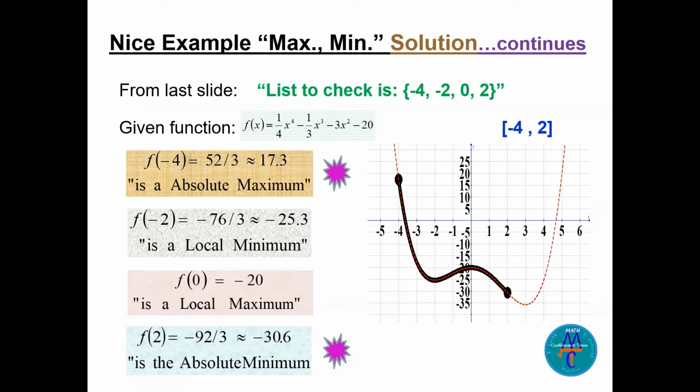We have a local max here. f of 0 is equal to minus 20. This is a local max. At minus 2, there is a local minimum here. See, this is a minimum, but local. If you replace 2 in the function, you get minus 92 over 3, which is approximately minus 30.6. So that's the point, this black dot here. So this is the absolute minimum. Absolute minimum, absolute maximum, local maximum, local minimum in this interval minus 4 to 2.